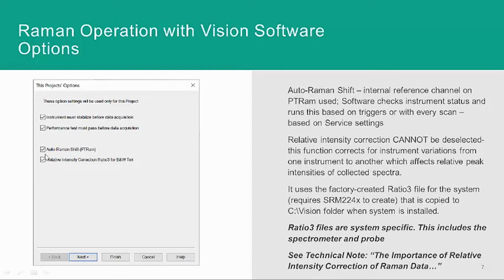You'll also see that there's an auto Raman shift option, which is related and applicable only to the PT-RAM. The PT-RAM includes an internal reference channel, and the software then checks instrument status and will run this Raman shift calibration based on the triggers that are set or at every scan of a sample. It's also recommended to use the options of having the instrument stabilized before data acquisition and performance test passing before data acquisition.